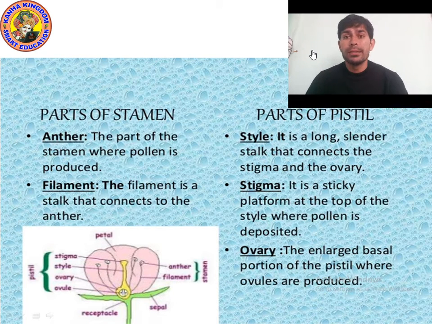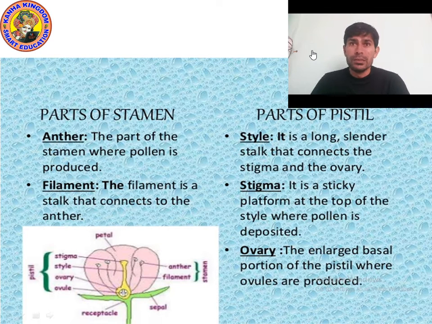Okay, it's parts of stamen. So there are two main parts of stamen, anther and filament. You can see the picture of flower, and this picture is small, so maybe you cannot see it clearly. You can search on Google parts of flower, you will get the original picture. So there are two parts of stamen, anther and filament, and there are three parts of pistil, style, stigma and ovary.